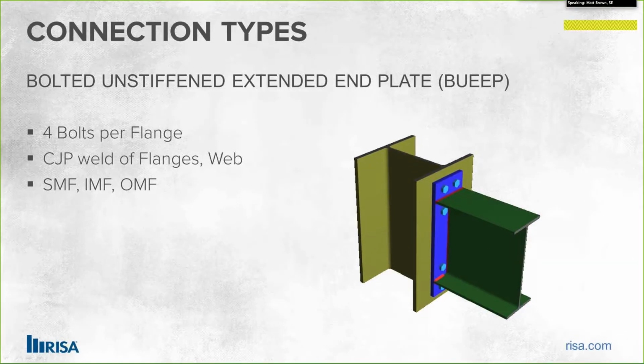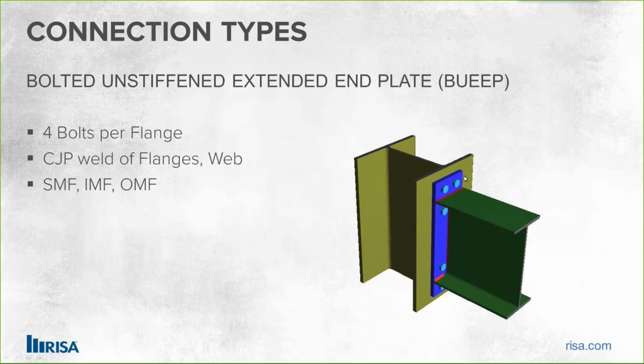Next, we're going to talk about the bolted unstiffened extended end plate connection, the BUEEP. This is where an end plate is welded onto the beam. This type of connection is convenient because you don't have to have those temporary erection devices. You can actually bring this connection right up here and just bolt it onto the column in the field with this plate pre-welded onto the beam end.